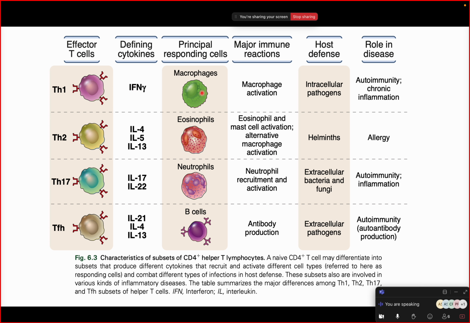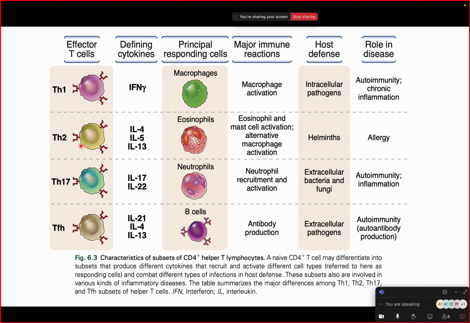So whatever we have seen in the previous slide, they were predominantly TH1. Okay. And how are they responding? They are basically helping the macrophage to be activated. How will they be activated? Because they'll start receiving cytokines. Okay. And where TH1 is commonly shown to result more prominently is in autoimmunity and chronic inflammation.